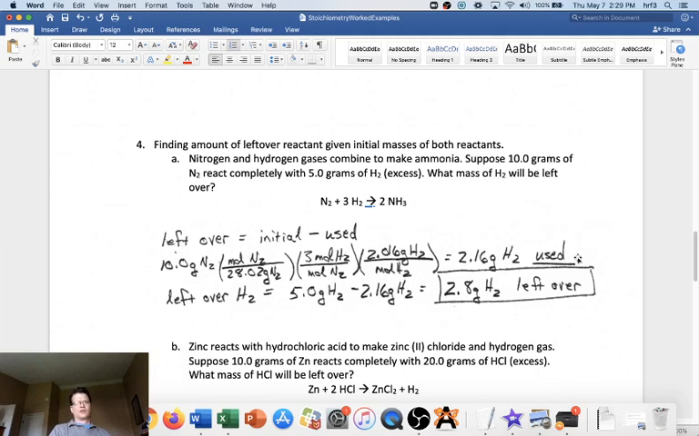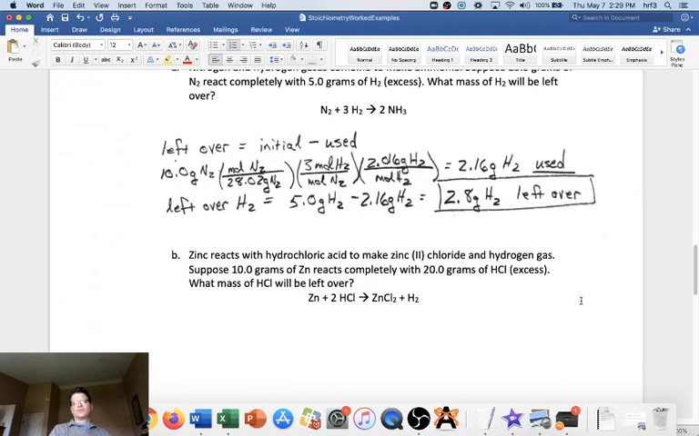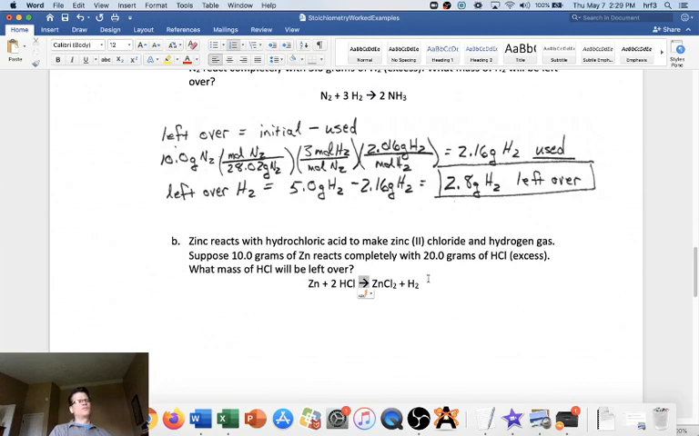Good. So are we done with the problem? No. Remember, we want to get what's left over, so initial minus used. The leftover H2 will be the initial 5 grams minus 2.16 grams used, which gives 2.8 grams left over. And you should be able to do the same thing with 4B. All right, that's it for today. Have a good weekend.